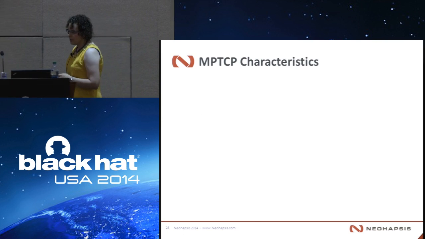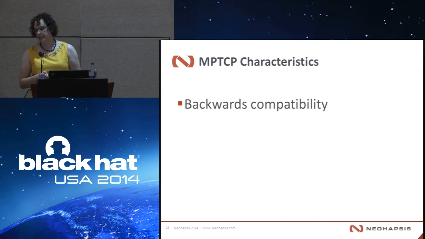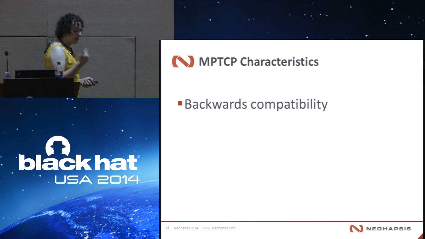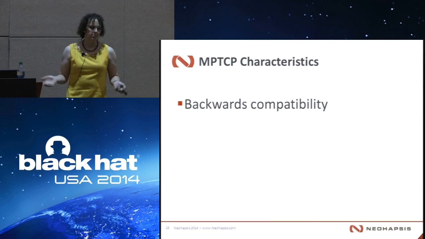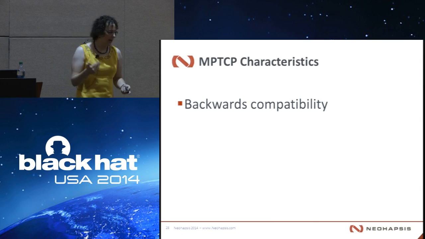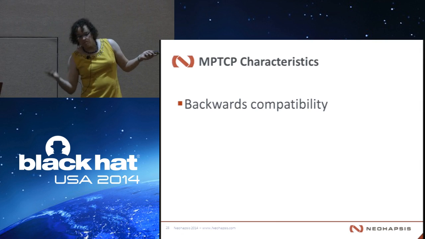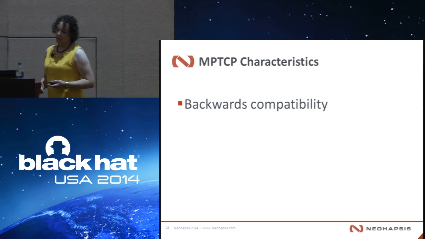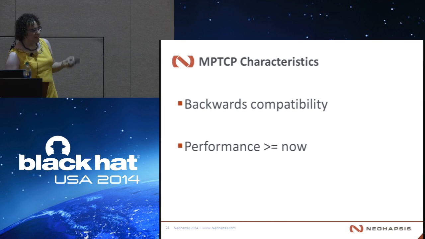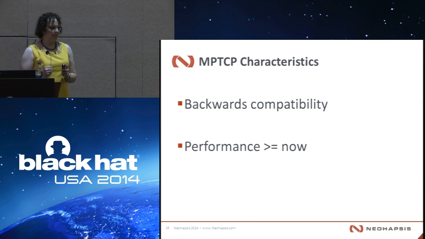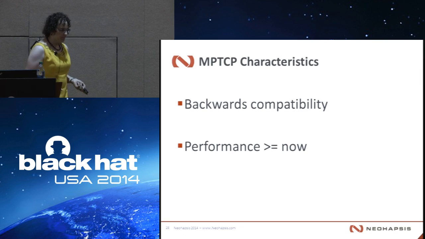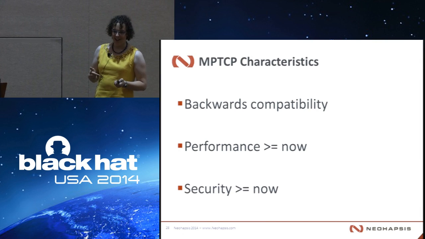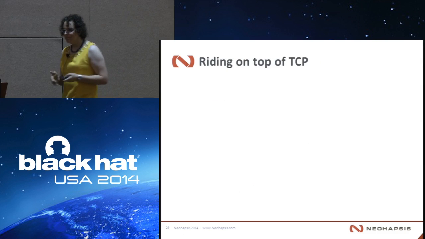What are the characteristics of MultiPath TCP? What are the things that they were trying to design into it? Backwards compatibility. So SCTP did do some of this functionality, but it didn't get widely adopted because it required a lot of rewriting of software, hardware, networking things. And you know what? That's understandable. MultiPath TCP is backwards compatible. Performance at least equal to now. If it's worse than now, why would you use it? Security greater than or equal to now. Who knows what that means?